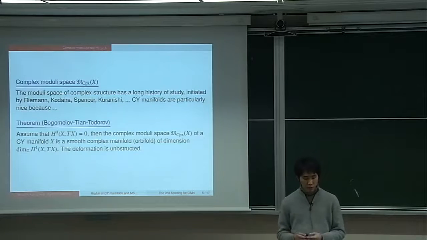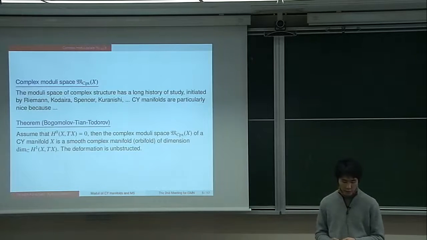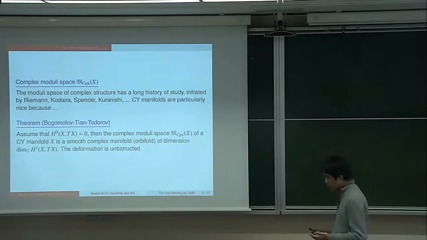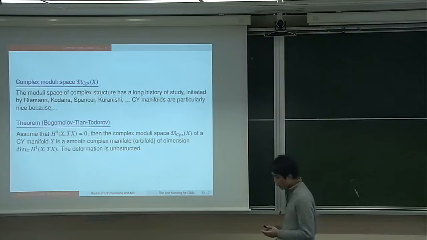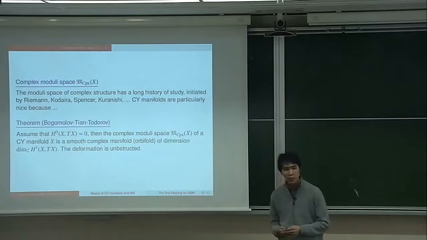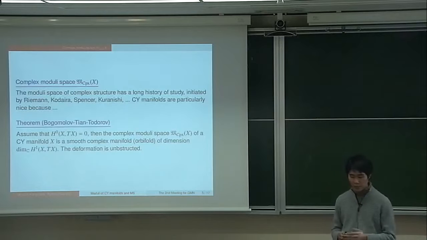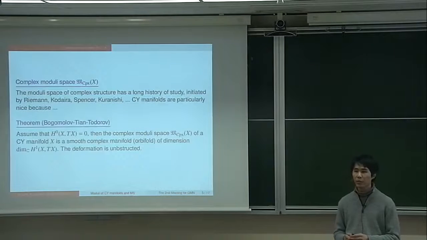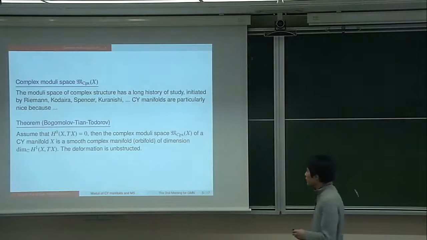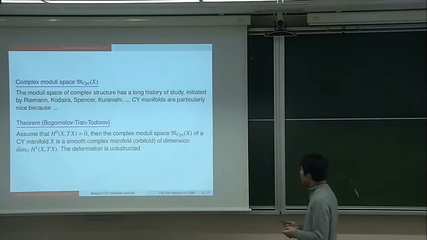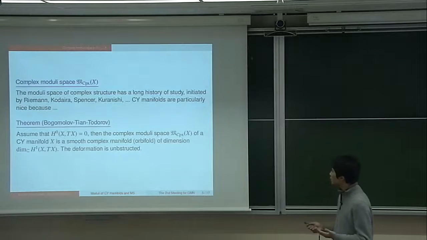And so the prototype of the complex moduli space of complex manifolds is Riemann surfaces. The moduli of genus g Riemann surfaces is a complex manifold of dimension 3g minus 3, and it is naturally equipped with a nice metric called the Weil-Petersson metric. So it's very nice, as nice as possible. And Calabi-Yau manifolds have similar properties.